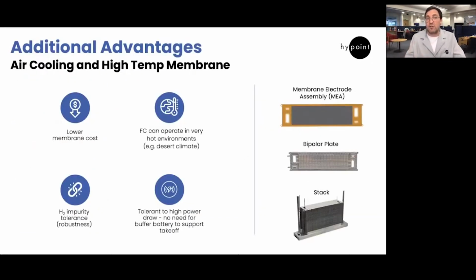An additional advantage of air cooling and high temperature membrane fuel cells from HyPoint is the lower cost because of cheaper membrane chemistry. It's a truly climate independent fuel cell which can operate in different weather conditions, including really dry air, really hot air. And a high temperature fuel cell, because of the high temperature of the chemical reaction, has a higher tolerance to different additives in hydrogen. So I would say that with our fuel cell, you can use any type of hydrogen which can contain up to several percent of carbon monoxide.